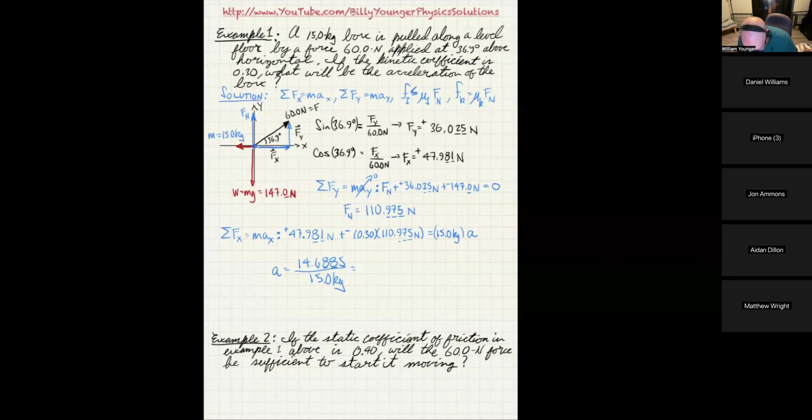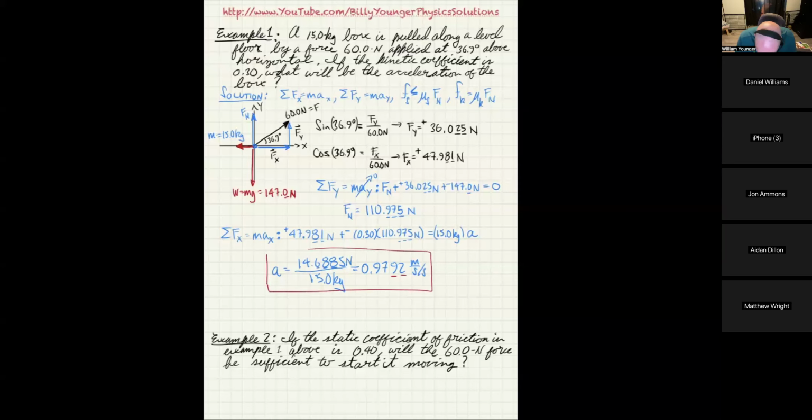14.6885 divided by 15 is 0.9792 meters per second every second. Remember, this unit on top was a Newton. So that is our acceleration. And of course, we don't have this digit or that digit as sig figs. So our acceleration is going to be 0.98. Anybody have any questions on that one?